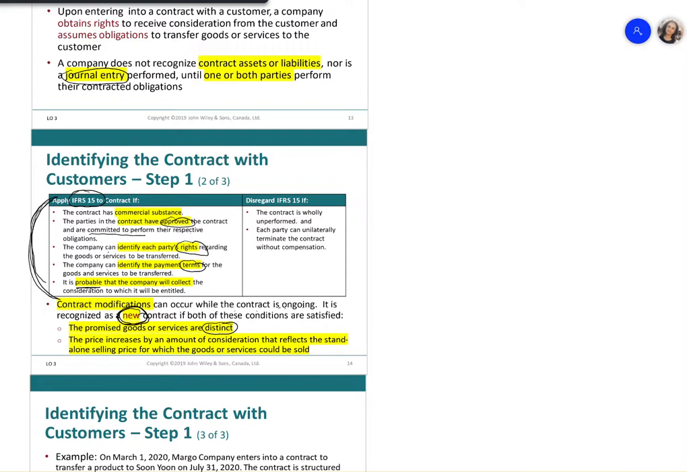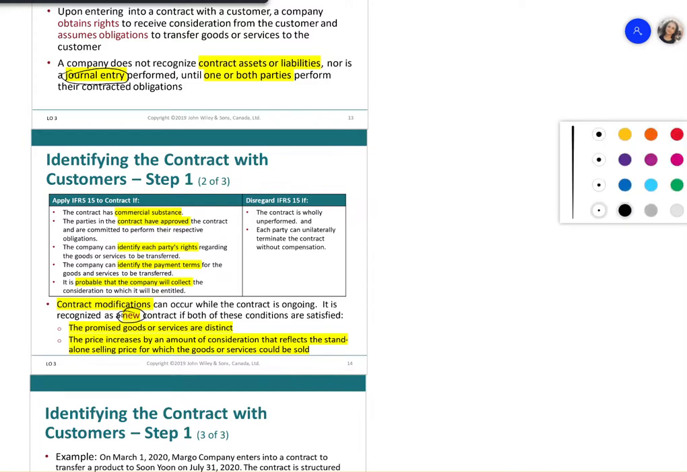So you have an existing contract. If you're making any changes to that contract, then you could keep it the same. But if you change something in that contract, we need to create a new contract. If these two conditions are met, we have to create a new contract at that point. When do we create a new contract? The promised goods or services are distinct.